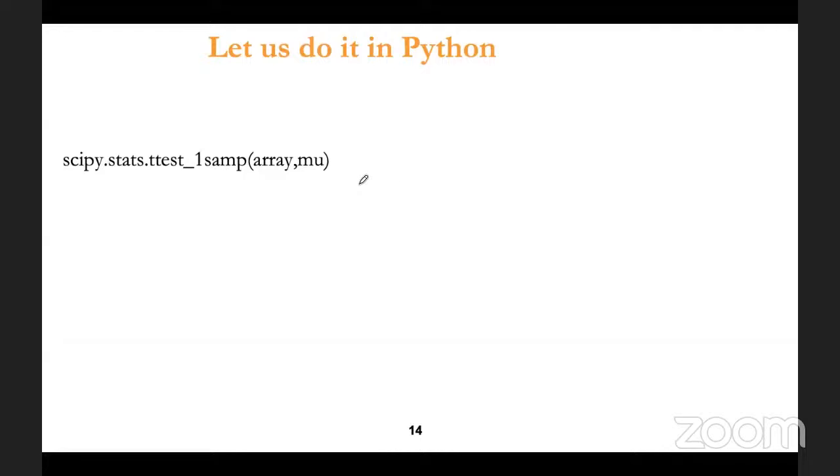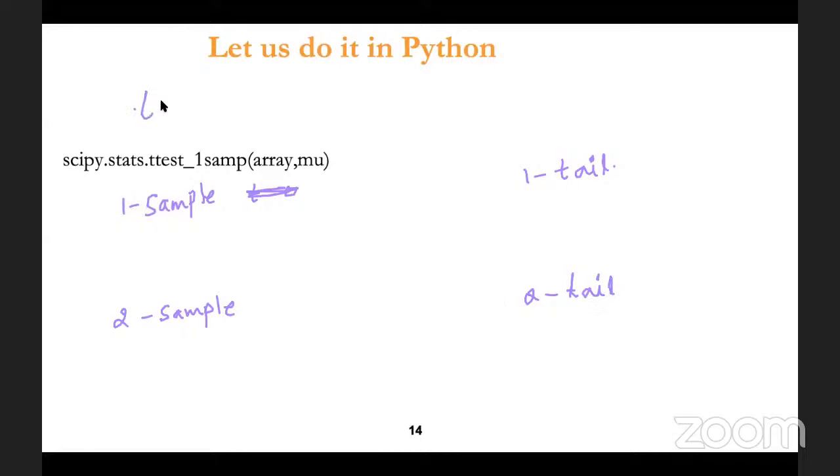So there are variations of hypothesis testing. The first one is one sample t-test. Let me write it: one sample. Then we have two sample. One tail, then two tail. So these are the different variations of t-test. What do you mean by this?